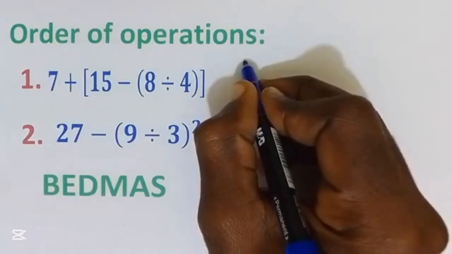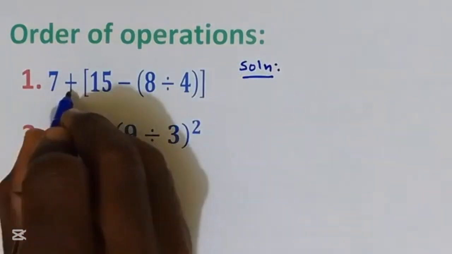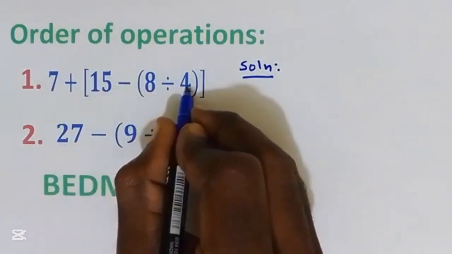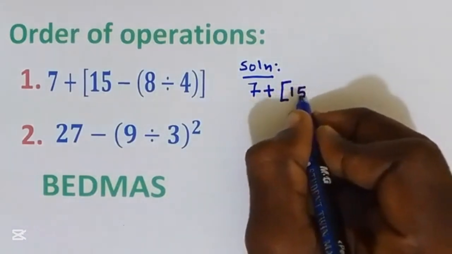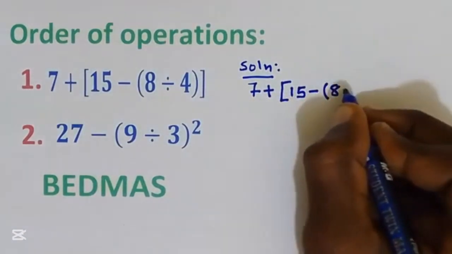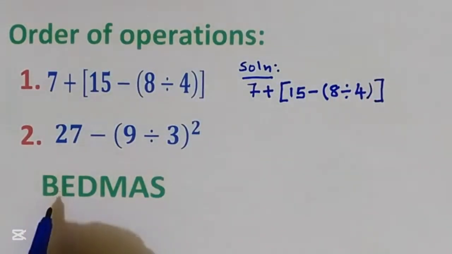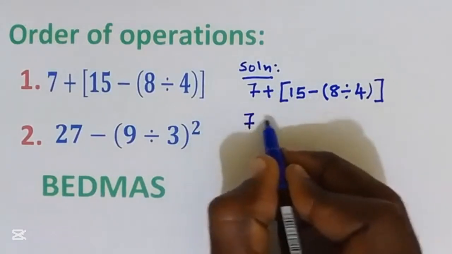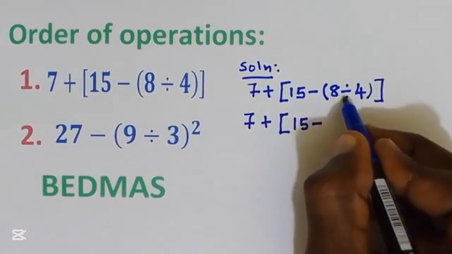Let us start with question number 1. They gave us 7 plus, in the bracket, 15 take away, in the bracket, 8 divided by 4. According to BEDMAS, we are going to start with the bracket, and then we are going to start with the inner bracket.